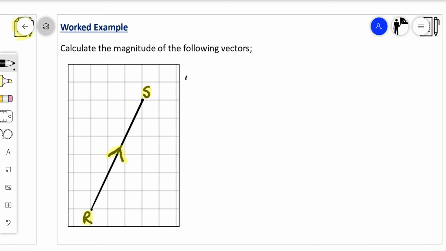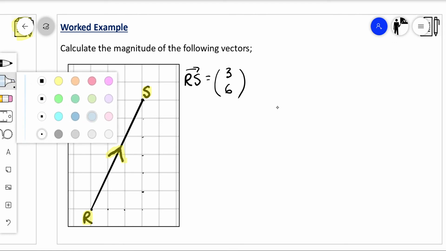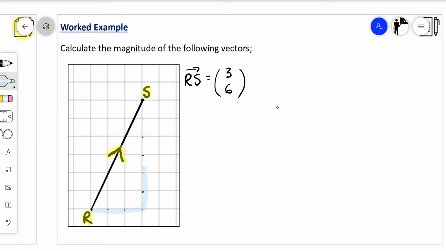Okay, so the first thing we want to do is write down this vector in its components, in component form. I've started at R and I've gone to S. How did I get there? Well, I went 1, 2, 3 along, and I went 1, 2, 3, 4, 5, 6 up. I went 3 along and 6 up. That's step 1. We need to write it as a column vector. So all we need to do now is Pythagoras' theorem, because hopefully you can see that we've now technically formed a right angled triangle where we want to work out the hypotenuse.